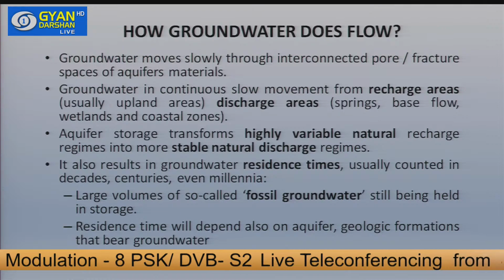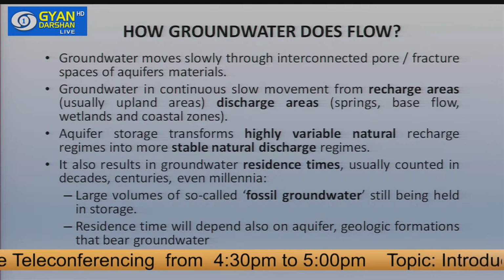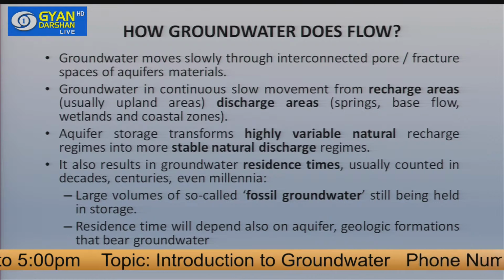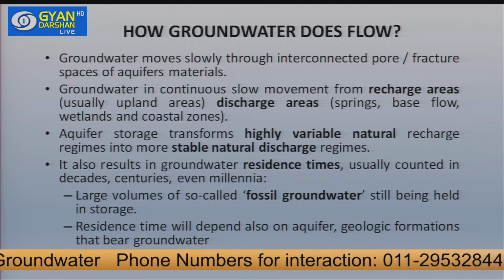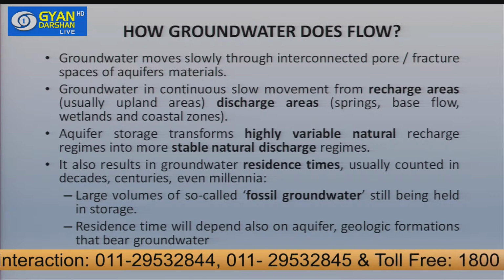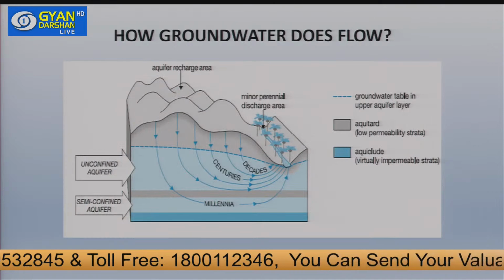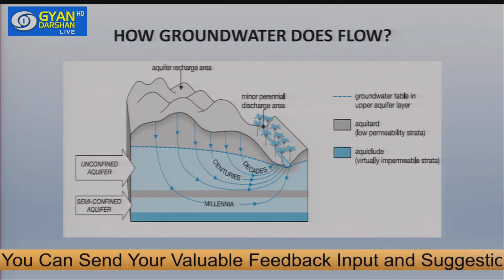So this movement continues, and aquifers transform highly variable natural regimes into stable natural discharge regimes because they provide water continuously. Then it also results in groundwater residence times. Once groundwater is inside, it can take decades because of the slow movement. It can take decades or even centuries, even millennia, to come out. So that is why we have the concept of fossil groundwater. And the residence time of groundwater will depend on the aquifer and on the geological formations that bear it.